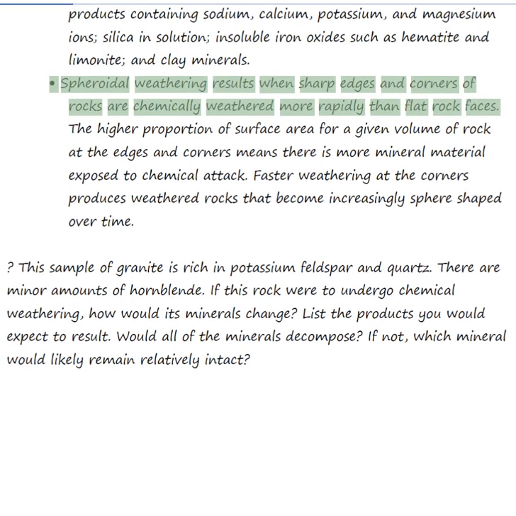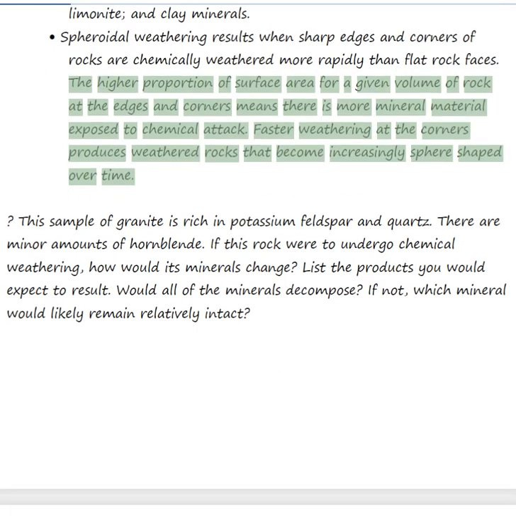Spheroidal weathering results when sharp edges and corners of rocks are chemically weathered more rapidly than flat rock faces. The higher proportion of surface area for a given volume of rock at the edges and corners means there is more mineral material exposed to chemical attack. Faster weathering at the corners produces weathered rocks that become increasingly sphere-shaped over time.